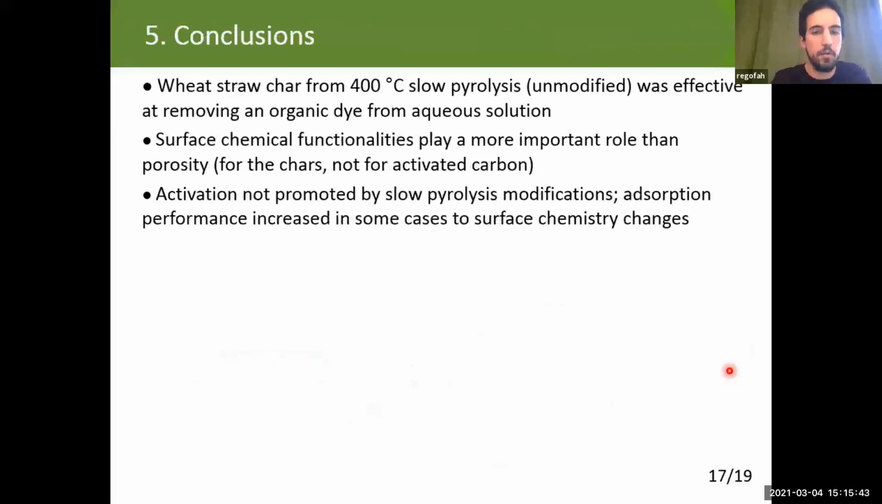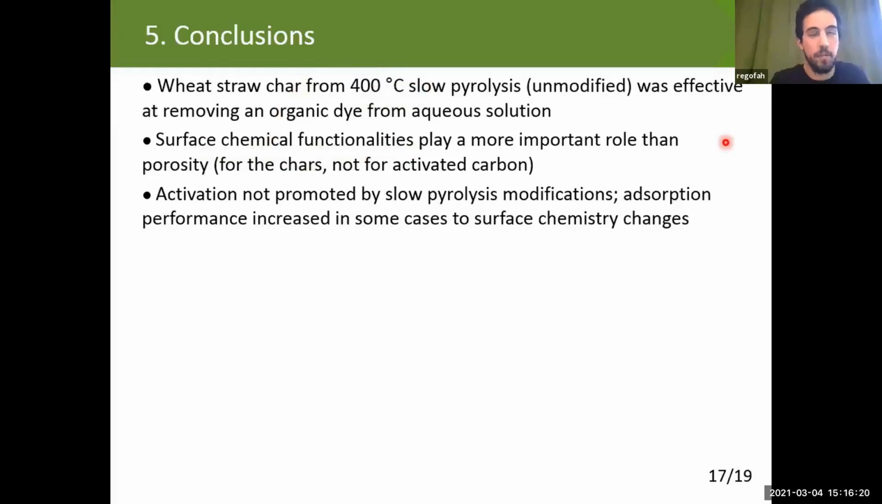So, summarizing what was found, the wheat straw char was effective and had comparable performance to the commercial activated carbon at removing this organic dye from solution, the methylene blue, especially the lower temperature one, the 400 degree one. Surface chemical functionalities play a more important role than porosity, at least for the chars, because the activated carbon had a very high surface area, and it probably plays an important role there. And also, activation was not promoted by the modifications.